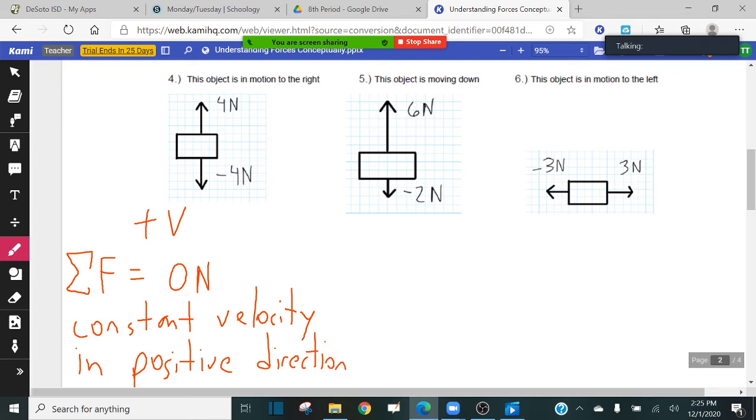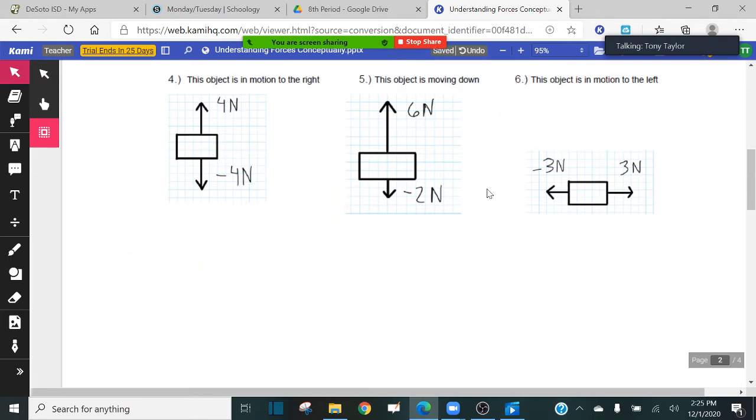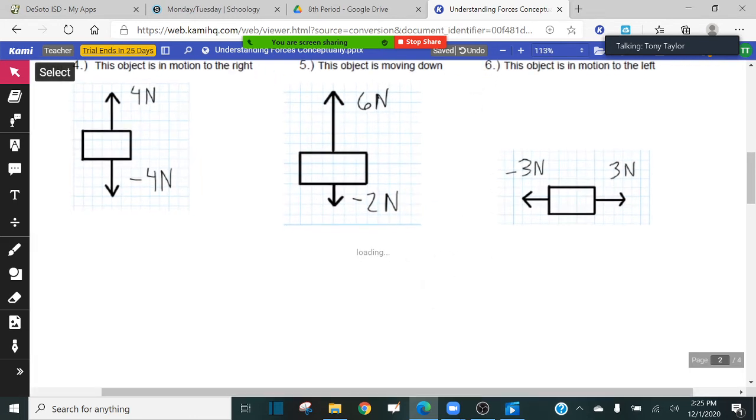Okay. So that is number 4. Really easy. Again, anytime you have balanced forces and your object is already in motion, then it's going to stay in motion at a constant speed. In other words, a constant velocity. Y'all got that? All right, let us move on to number 5. Again, but like I said, we're just focusing on the first 6 in class together.